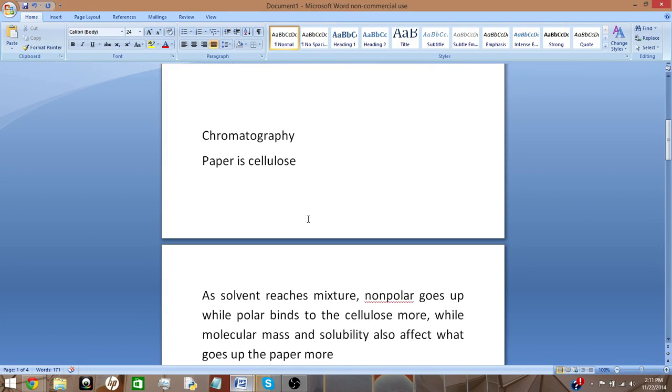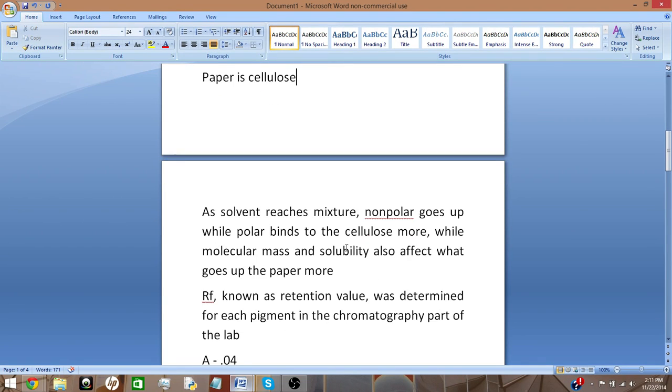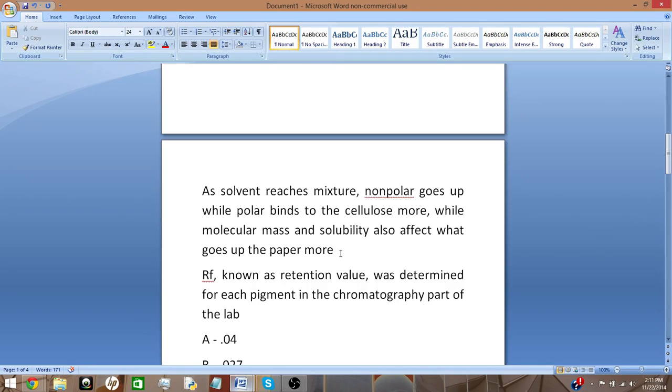So chromatography, for that part of the lab, the paper is cellulose. So as the solvent reaches the mixture of the spinach pigments that we took out, the nonpolar will go up more, while polar binds to the cellulose more. And molecular mass and solubility also affect what goes up the paper more.